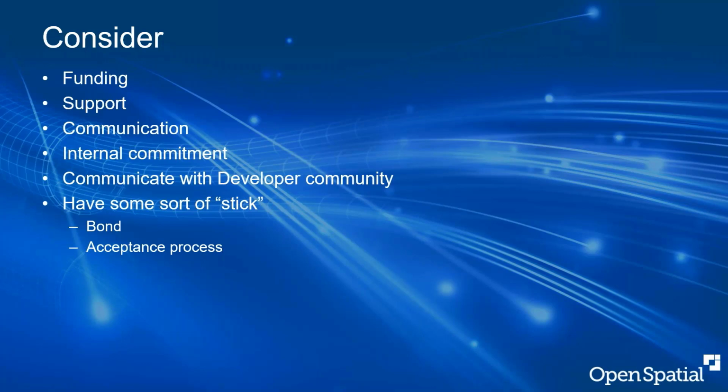Zane mentioned support, communication, the internal commitment and communication with the developer community. So that's communication and commitment on both parts. It was very interesting to have some sort of a stick. I'm glad he clarified. What he's really meaning, I guess, is some form of incentive that the organization can actually apply to get people to use the approved system that you've got.